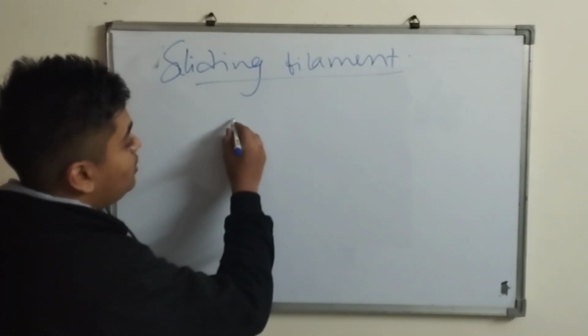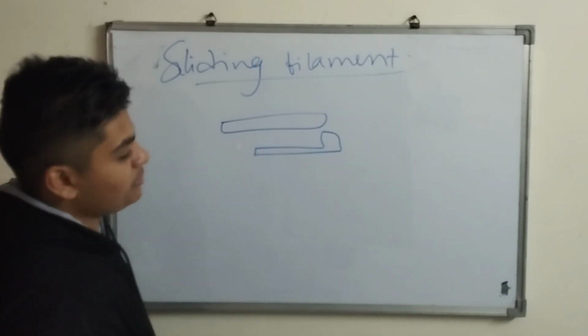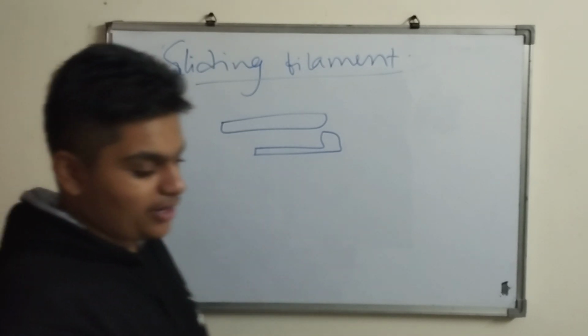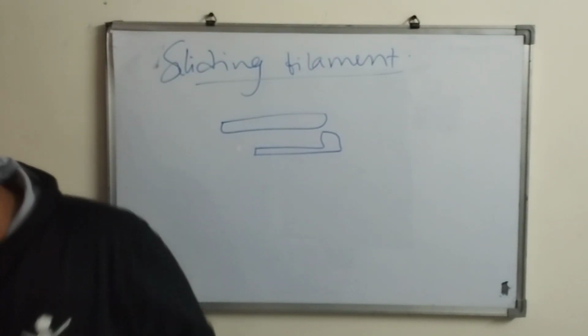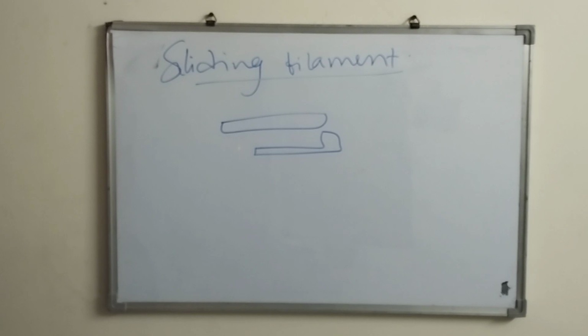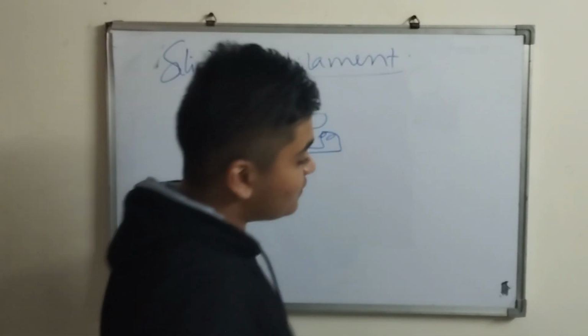Now start to make actin filaments like this and myosin filaments like this. Okay. Now what happens? As I said, tropomyosin unmasks the active site. Now what happens is, here we have the ATP binding site and also we have the actin binding site on the myosin head.